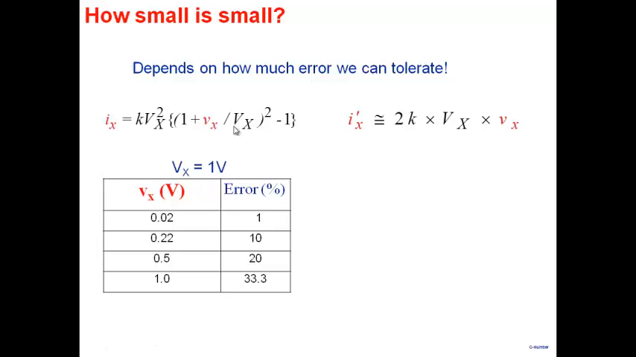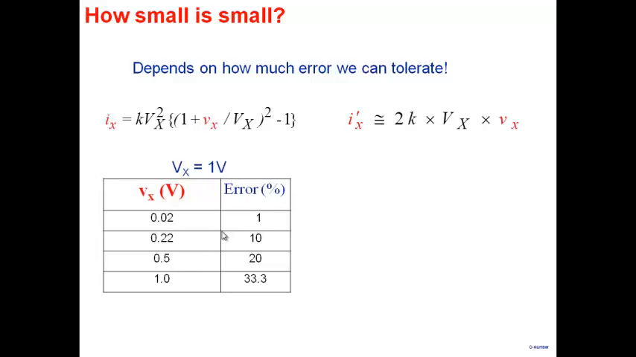If you say, no, I want to do a very accurate analysis, I'm looking for very, very precise numbers, if you're looking for 1%, then I would say your model is valid only for Vx less than 0.02. You can only use this model if the incremental voltage across that element is less than 20 millivolt. Then your model would be accurate, with accuracy within 1%. So how small depends on how much error you can tolerate.